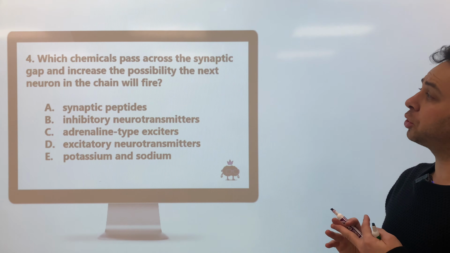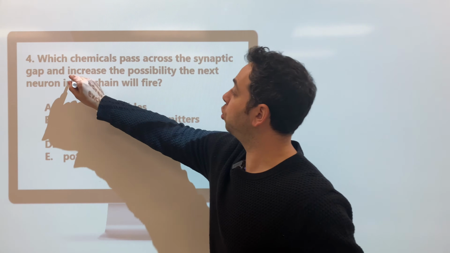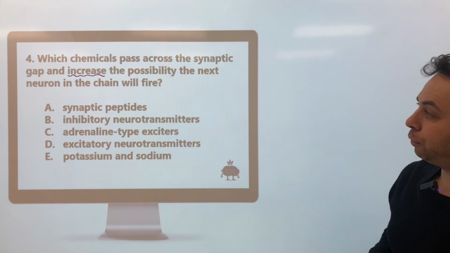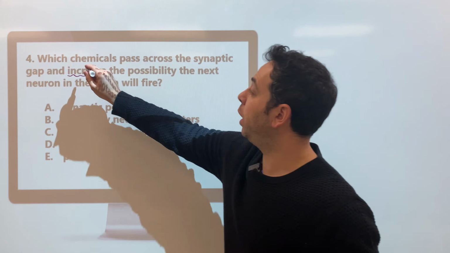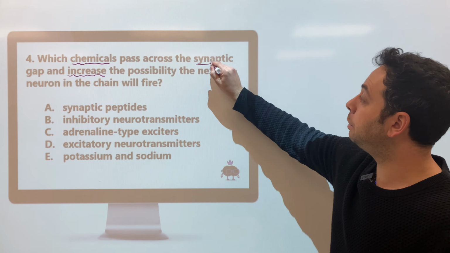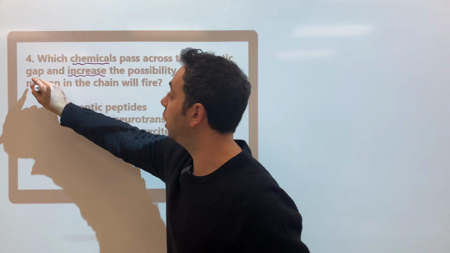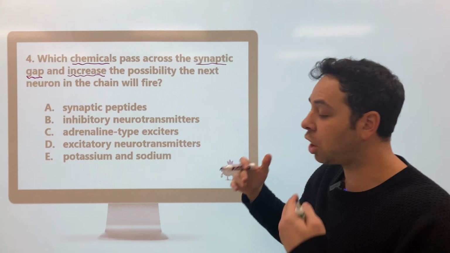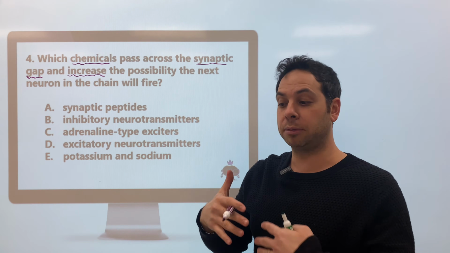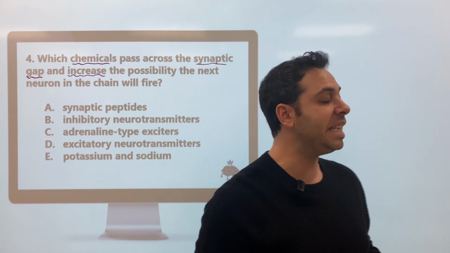All right, number 4. Which chemicals pass across the synaptic gap and increase, I like the word increase, the possibility the next neuron in the chain will fire? So a couple things stand out to me. First, we have to know which chemical below is going to cross the synaptic gap, that's the space between two neurons, right, synapse or synaptic gap, and cause the next neuron to fire, which tells me that sometimes it decreases, right? So sometimes they increase the likelihood, sometimes they decrease the likelihood.